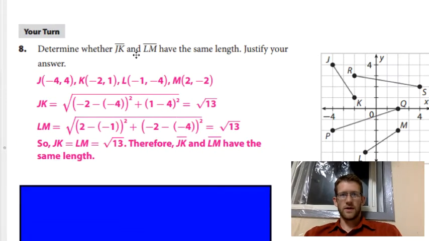Okay, same sort of deal here, basically just finding the length of two different segments, proving that they're equal to each other. Both come out to the square root of 13. So therefore they're equal, they're the same length.